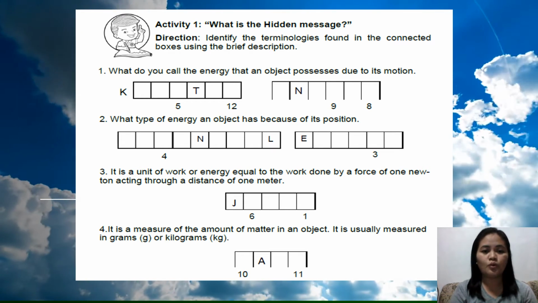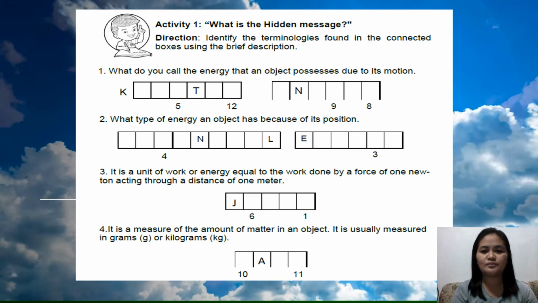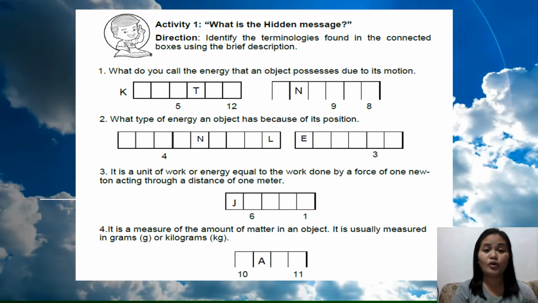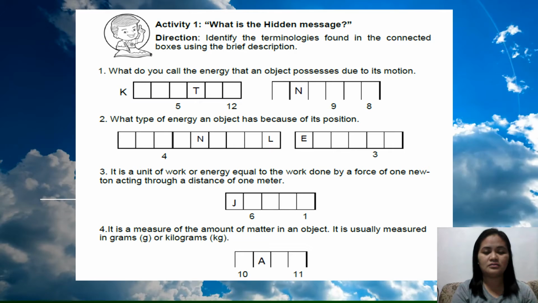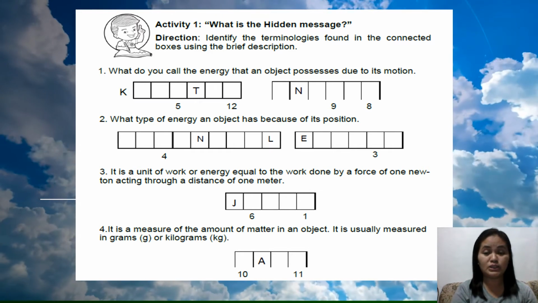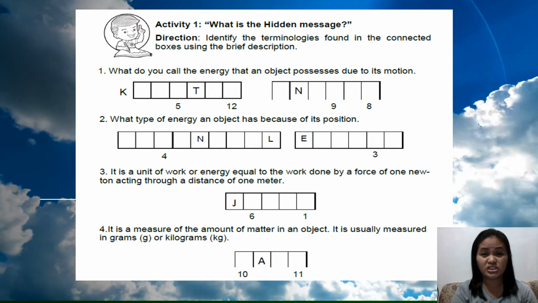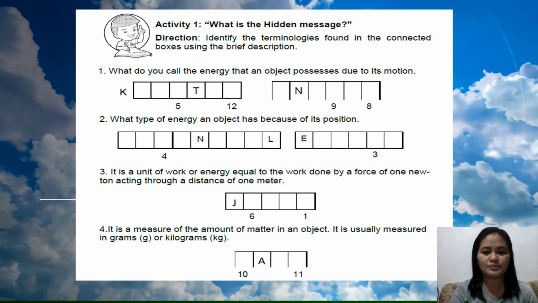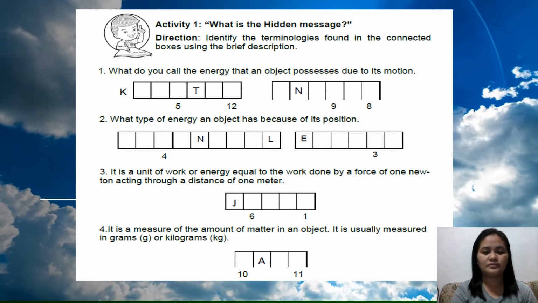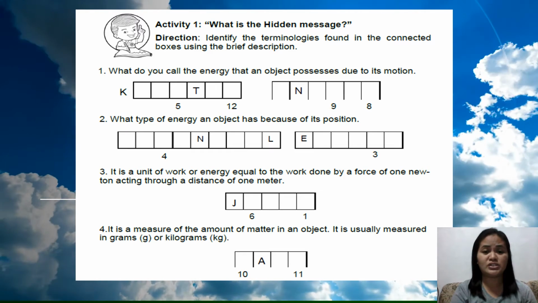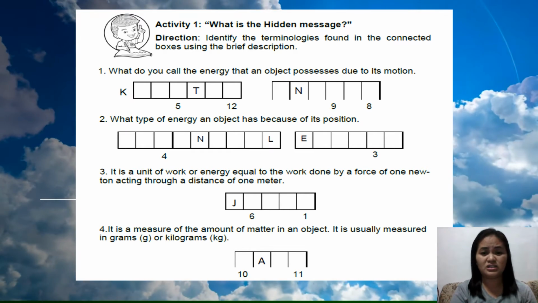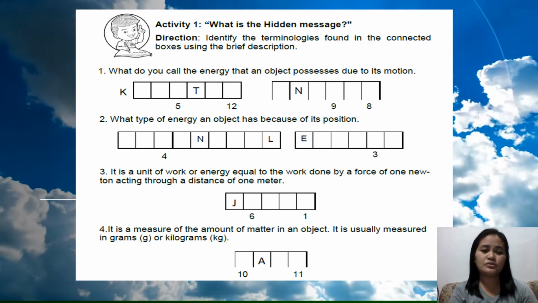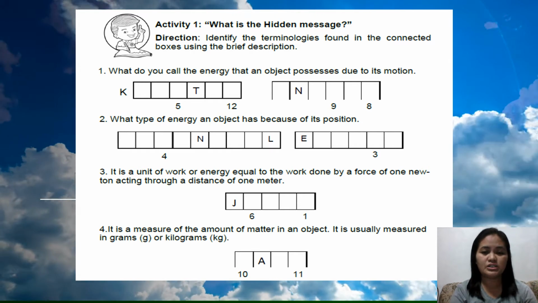Number 1. What do you call the energy that an object possesses due to its motion? Motion, gumagalaw yung bagay. Okay. Tapos, N. Dalawa lang naman yun. Potential or kinetic energy. Easy, ano? Number 2. What type of energy an object has because of its position? Alin ba dun sa 2 types of energy ang nagtatapos sa L? Siyempre yung potential energy. Kinetic energy, potential energy, pili kayo dyan. So, write your answer in your answer sheets.